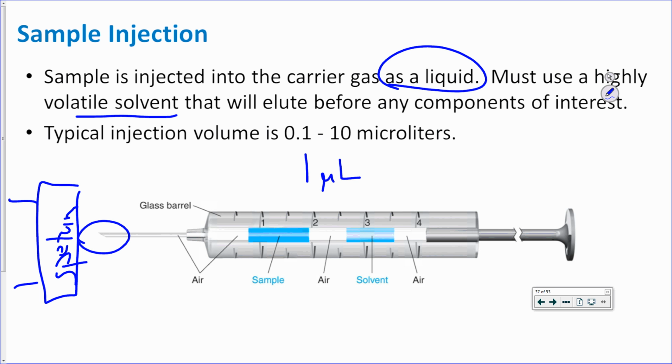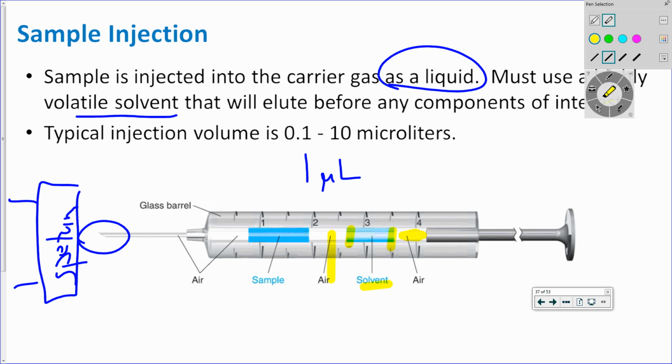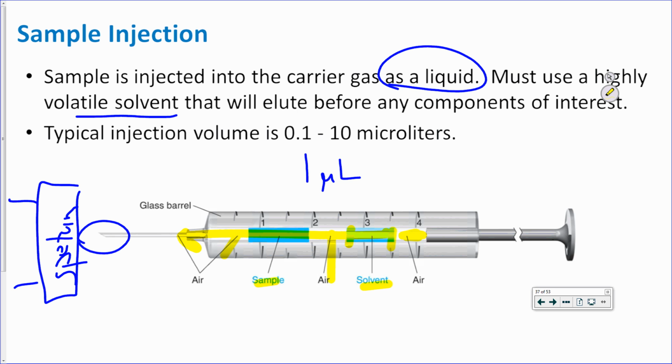And because we're trying to make this reproducible, what we typically do is pull a plug of air first. Then we pull a plug of solvent, like a microliter, another plug of air, and then a plug of sample, and then a plug of air. The reason we do that is because the solvent's going to flush anything that's in the syringe out when we mash it in.